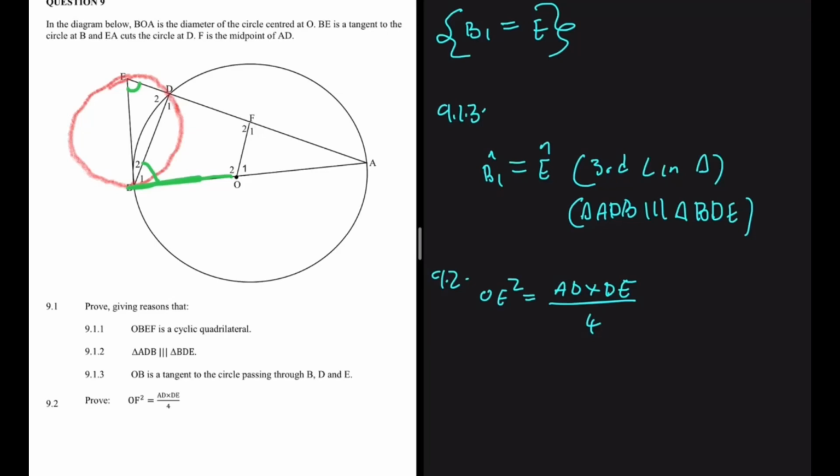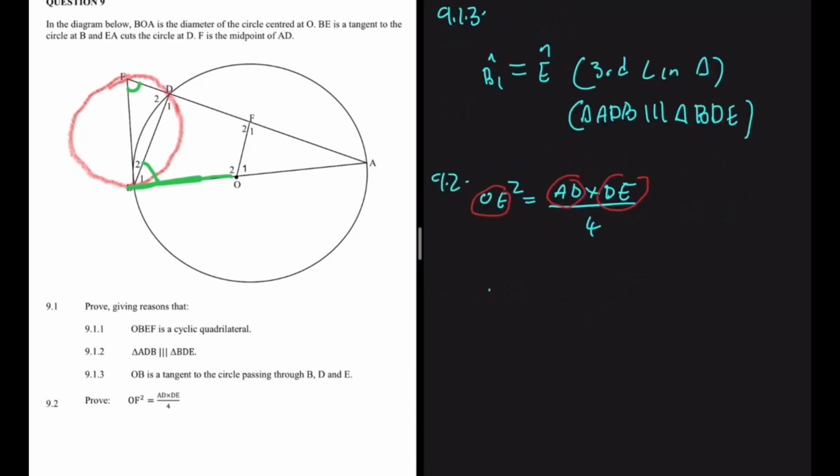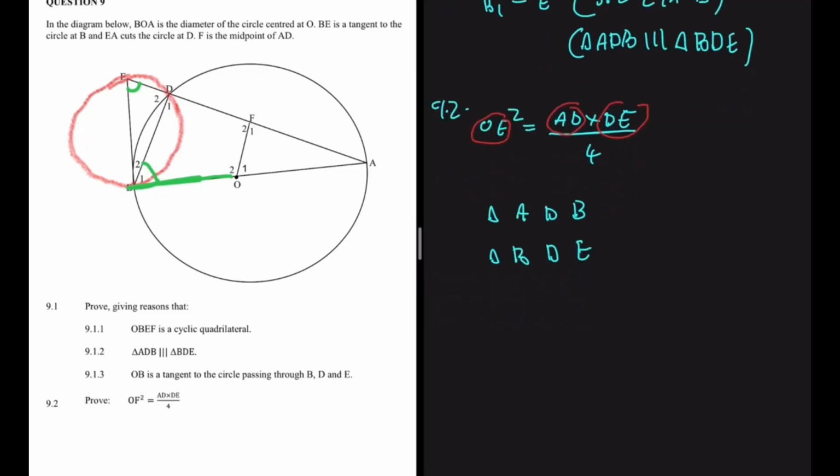If we had parallel lines, we would use the parallel lines. We know fully well our theorems. So let's look at the sides we're interested in here. We're interested in AD, DE, and OF, right? We have triangle ADB, and here we have triangle BDE, right? And then which sides are we looking for? We're looking for AD and DE.